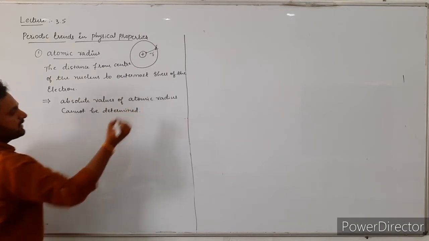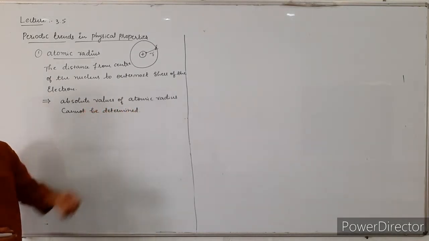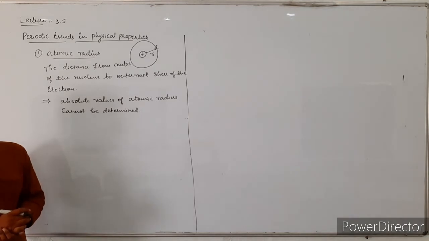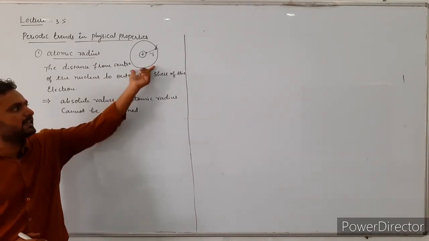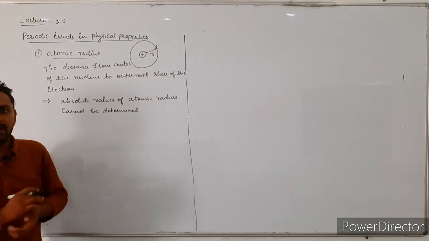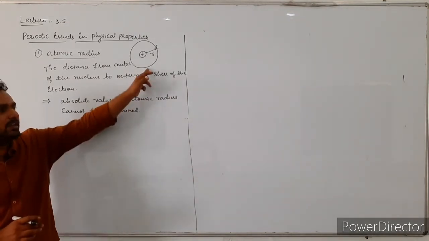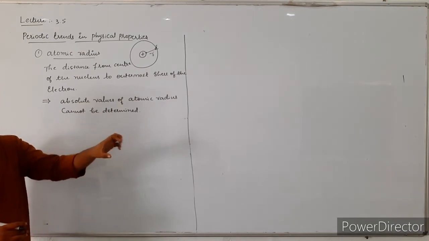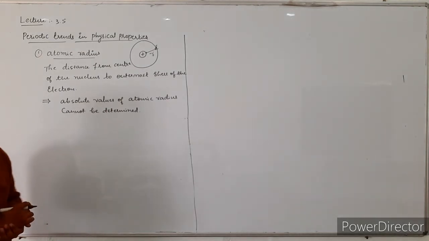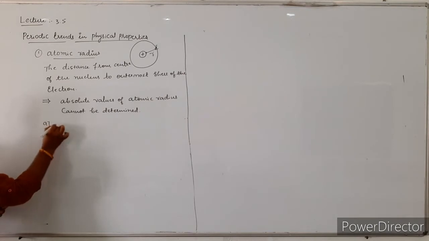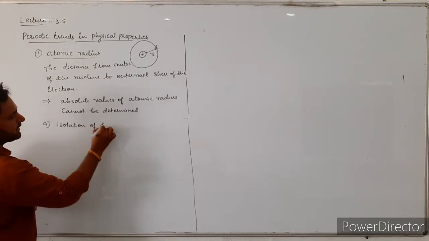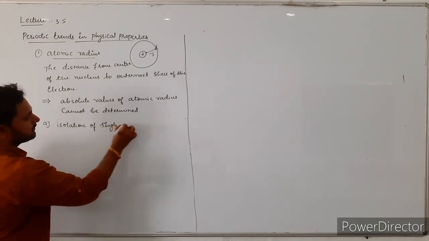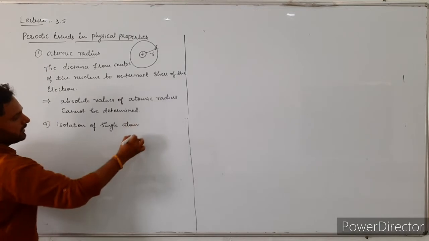Why? We cannot calculate exact values of atomic radius because there are two reasons. One is that isolation of a single atom is not possible or is very difficult. Why? Because atoms are very small particles, so isolation of a single particle is very difficult. The first reason is isolation of a single atom is difficult.